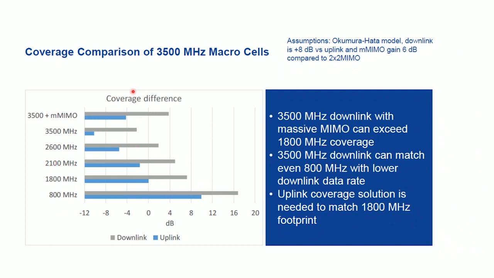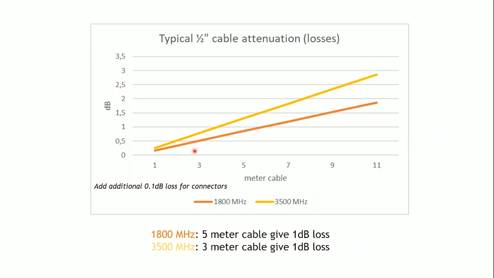So this is, by the way, a slide from Nokia. So again, RUs are typically not feederless. They do not have zero feeder loss. We have 1 dB of loss typically at 3 meters for 3500 and 5 meters for 1800.